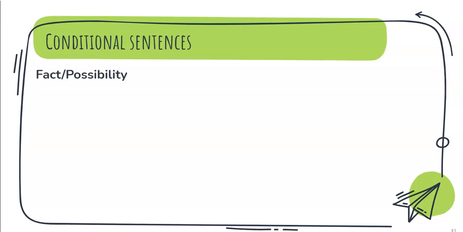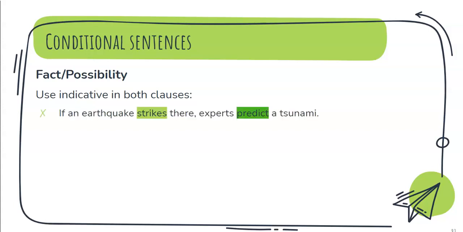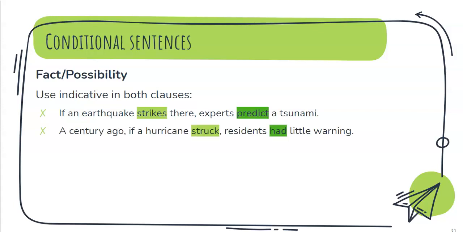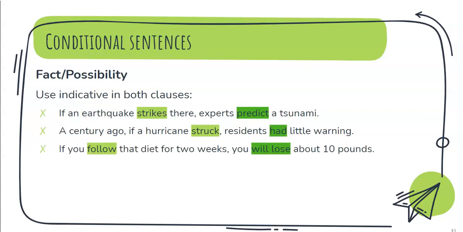The subjunctive is used most often in conditional sentences, ones that include a clause beginning with if or another word that states a condition. Use the indicative in the if clause to show that you are confident the condition is possible. If an earthquake strikes there, experts predict a tsunami. A century ago, if a hurricane struck, residents had little warning. If you follow that diet for 2 weeks, you'll lose about 10 pounds.